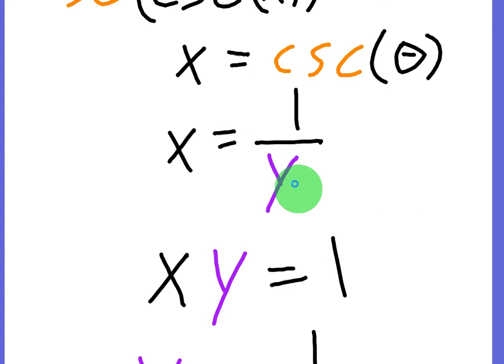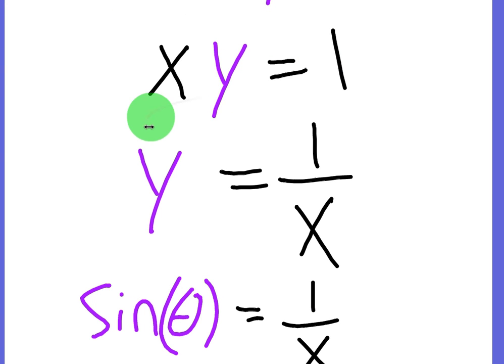Cosecant of theta is 1 over y, right? So let's do some rearranging here. Multiply both sides by y. Probably should have showed that step. So we'll have x times y, these y's will cancel, equals 1. Then we're going to just redivide both sides by x. Again, I should probably show that step. Now we have 1 over x equals y.